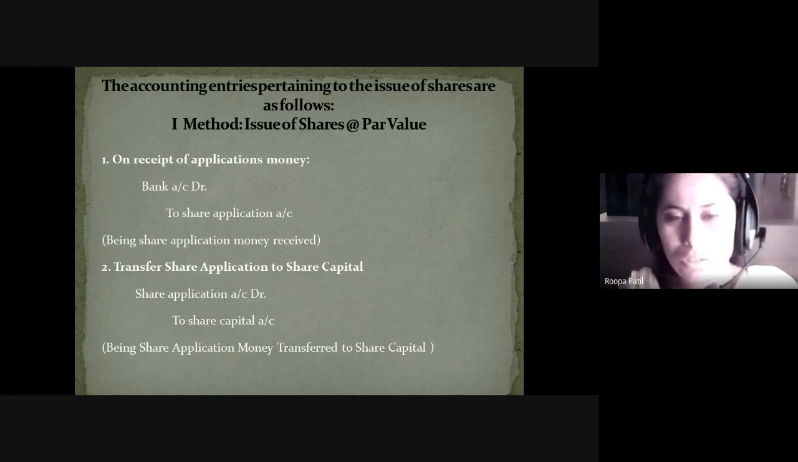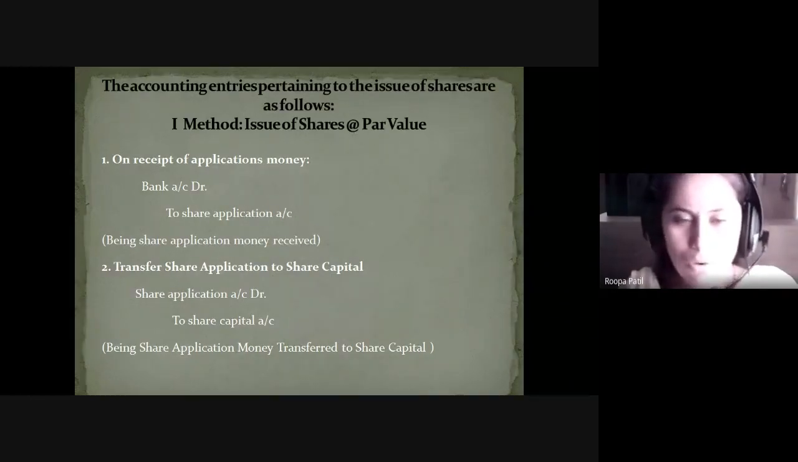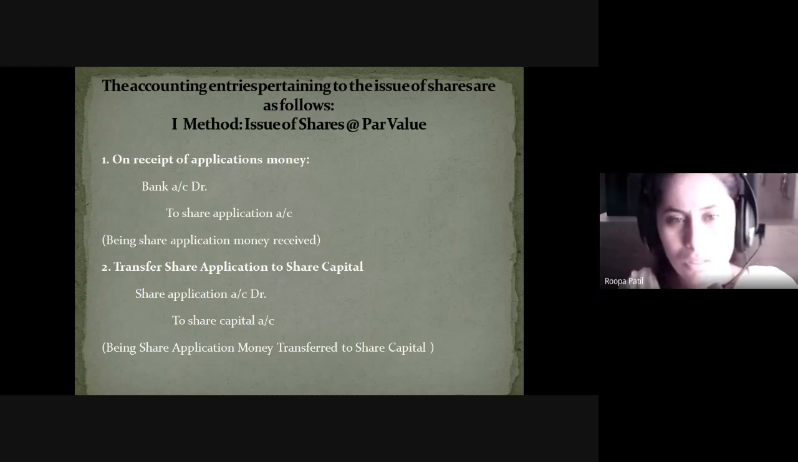When you record the entries relating to the application, write application. When recording relating to the allotment, write share allotment. When recording the call, record share call account. But the bank and share capital remain the same. It will not change. So clear? So first entry is receiving the application money, bank account debit to share application. Then transfer to the share capital: share application account debit to share capital. That application money is transferred to the share capital.